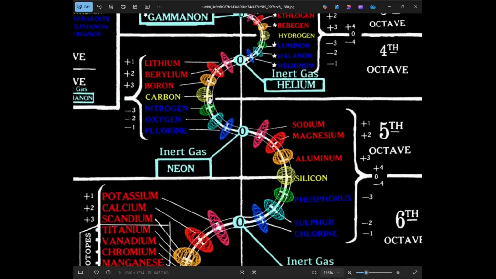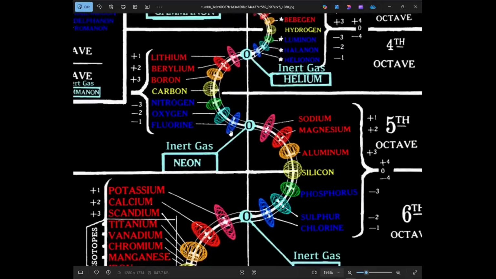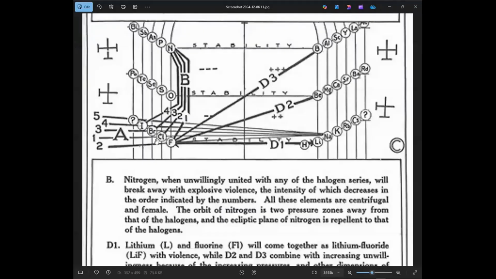I think what we're going to be doing is comparing fluorine, chlorine, bromine, and iodine. I have to bring back the other diagram. So we've got nitrogen, which is in the 3rd pressure zone, as we said. On this diagram, pressure zone 1 is down here, pressure zone 2 is here, and pressure zone 3 is up here.